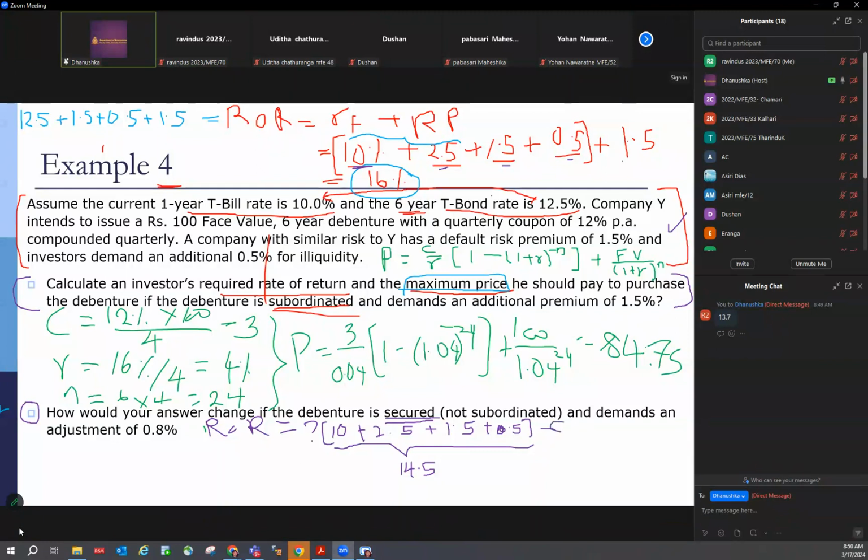So you're happy with a lower return, and you don't need something as high. So we remove the positive adjustment we gave, because this debenture is now a secured debenture. So I don't need 14.5%. I am happy with 13.7%. So that's the required rate of return when it is a secured debenture.